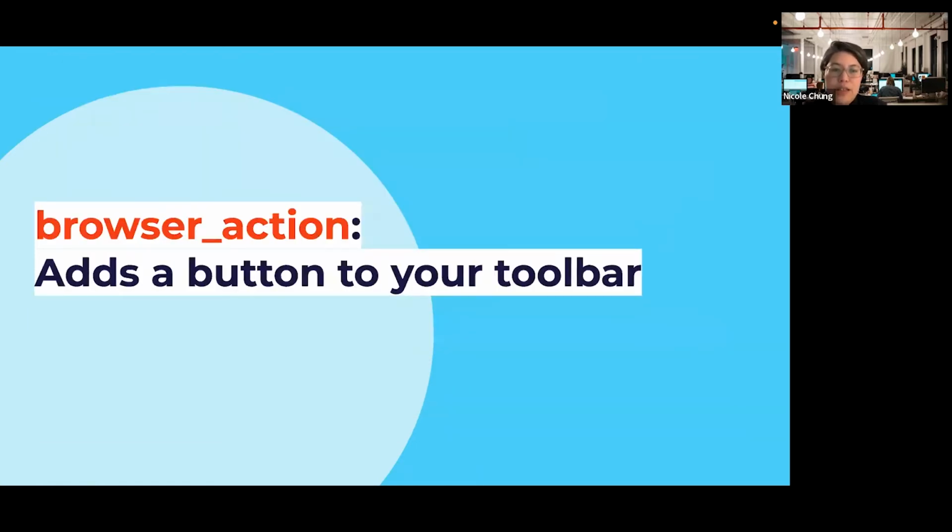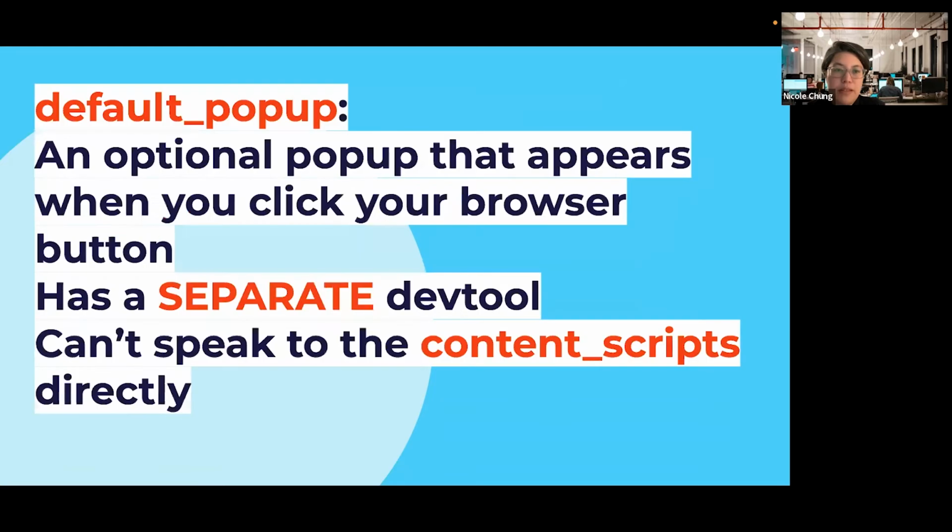Browser action, this is another thing that you'll probably use quite a bit. It adds a button to your toolbar. If you want to make a pop-up window, you use this browser action, you add it into your manifest. And then default pop-up is the pop-up that will appear. You can style it however you want. This has a separate dev tool. The pop-up is in a different dev tool, so we're going to go into that.